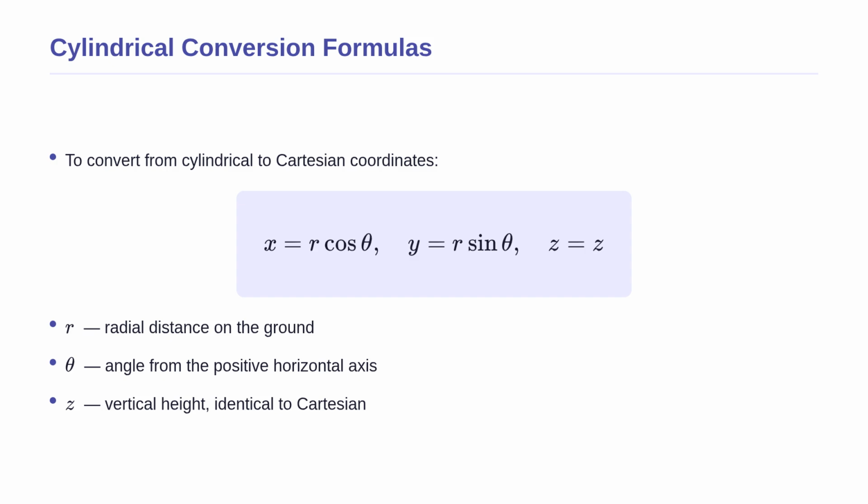As the angle changes, these projections smoothly oscillate. Finally, the vertical height z remains exactly the same in both systems. If you increase r, the point moves further from the center pillar. If you increase theta, it orbits around the center.